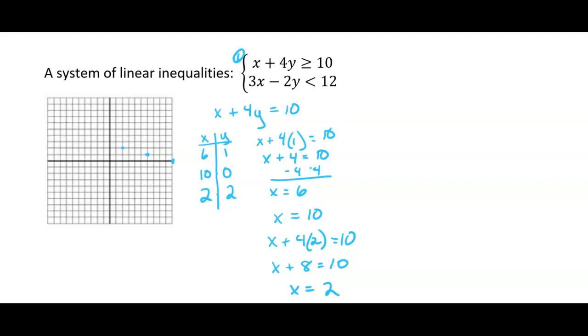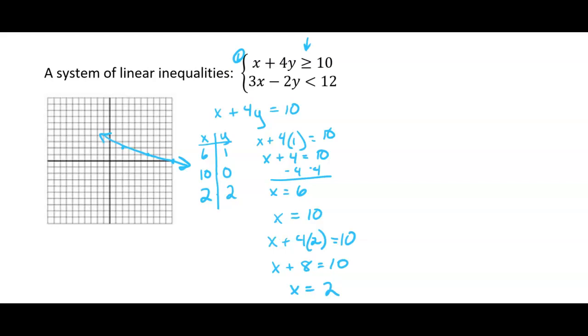Now, before I draw the line, I have to make sure, is it a solid line or is it a dotted line? It's a solid line because it's greater than or equal to, because it has the equal to part. Now, it'd be nice if I'd drawn a straighter line, but I didn't.